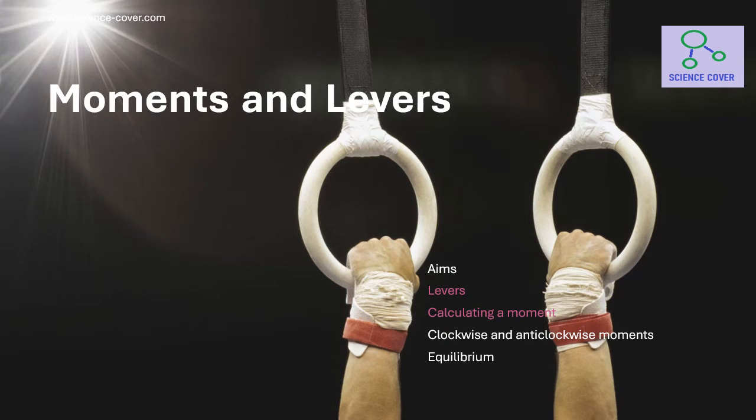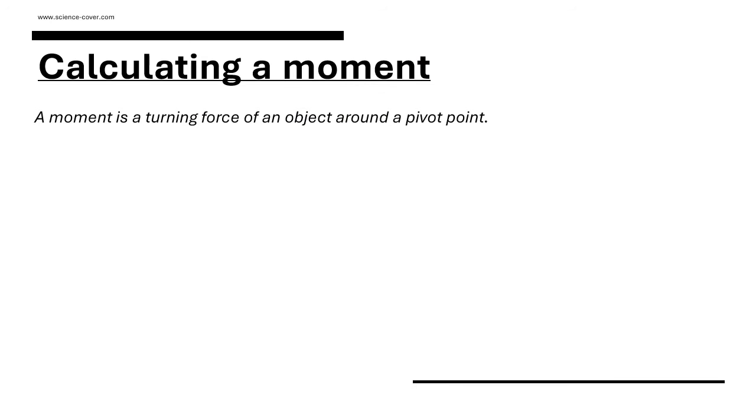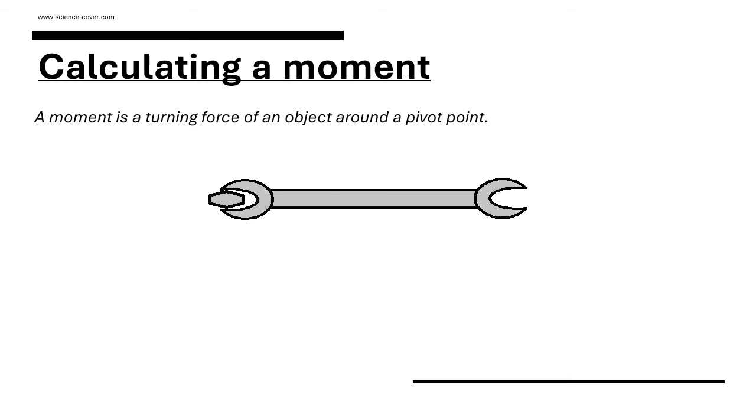Now let's look at how we can calculate a moment or turning force. A moment is a turning force around an object or pivot point. Here we can see a spanner undoing a nut. By applying an effort or force to the spanner, we will create a turning force. This will cause both the spanner and nut to rotate.